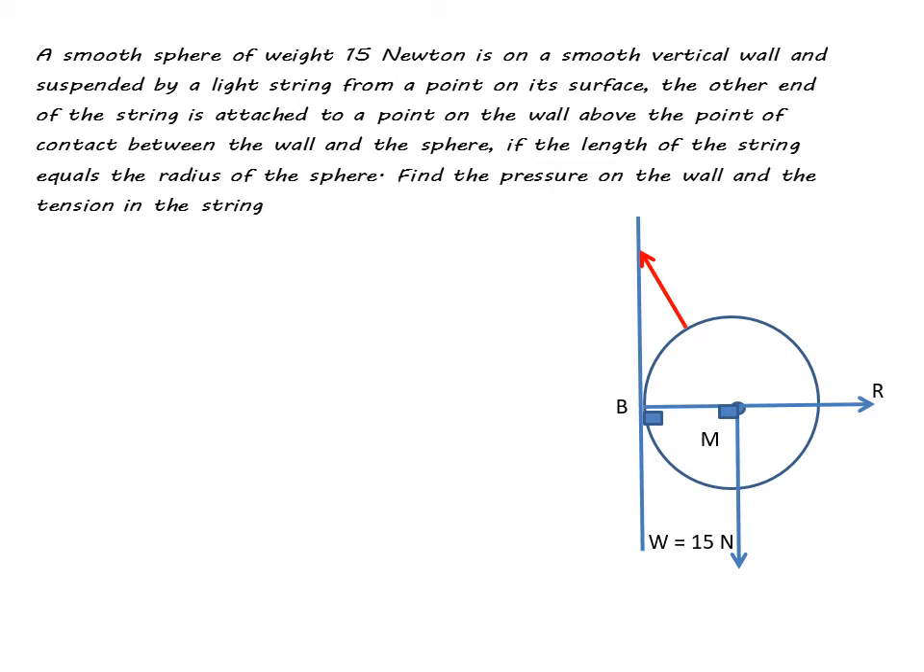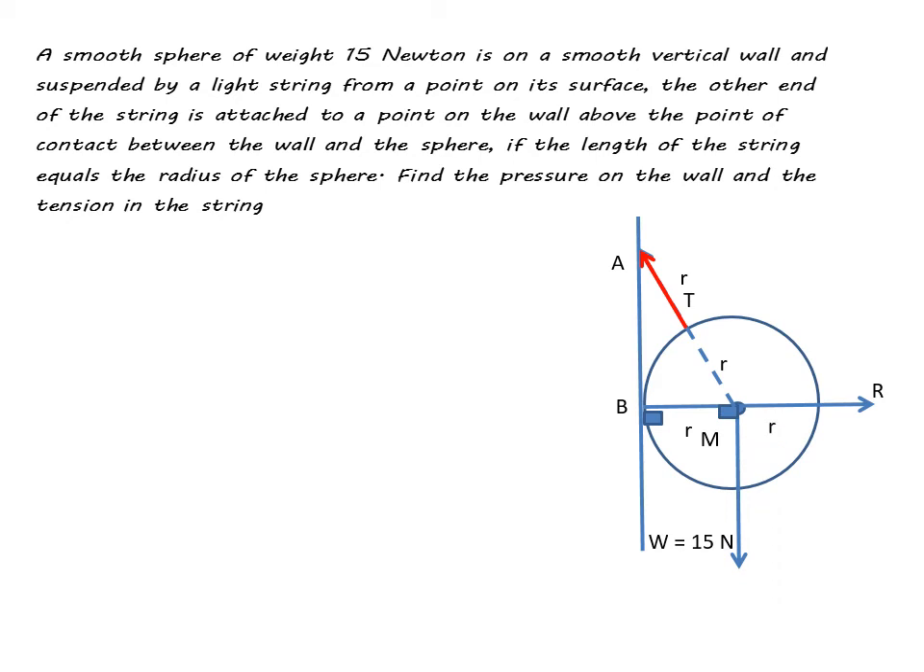Attach a point on the wall above the point of contact between the wall and the sphere. If the length of the string equals the radius of the sphere, that means the length of the line of action of the tension equals R. So the distance from the fixed point on the wall to the center will be R plus R, which is 2R, right? Also, we have BM equal R, right?